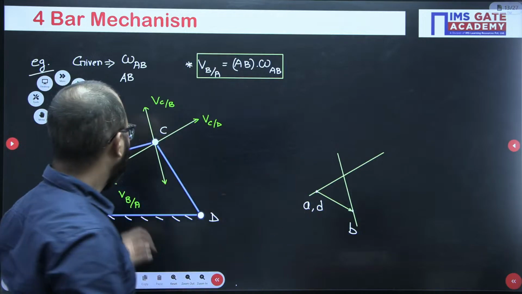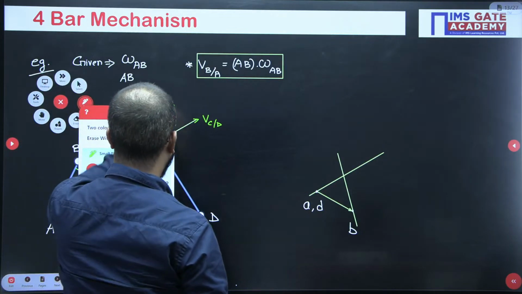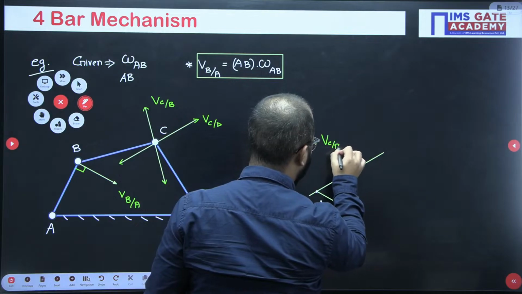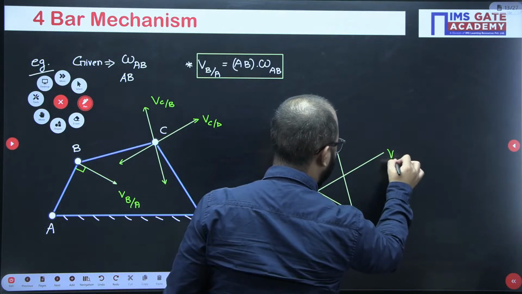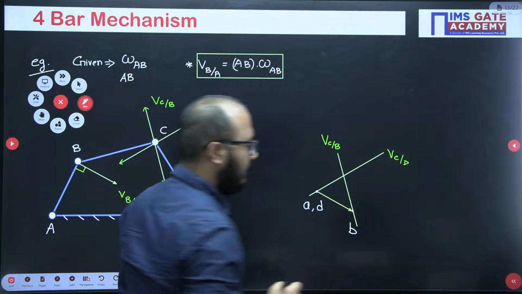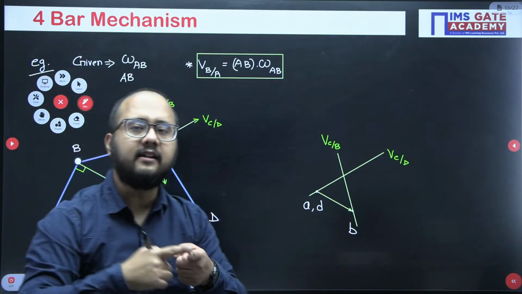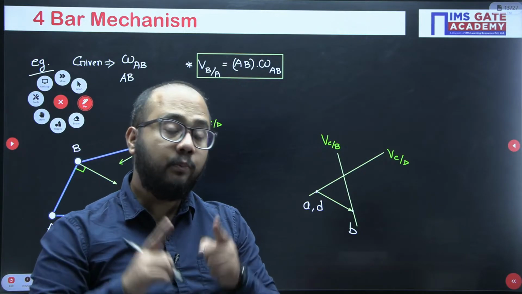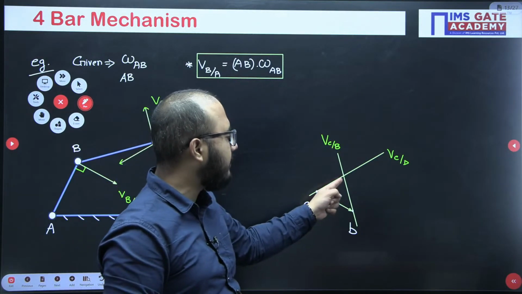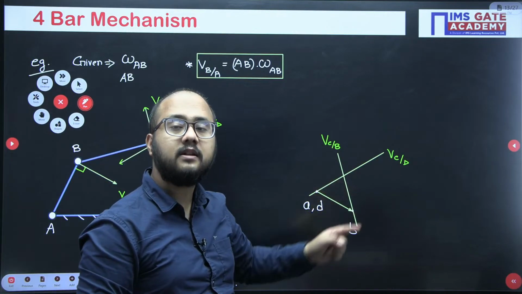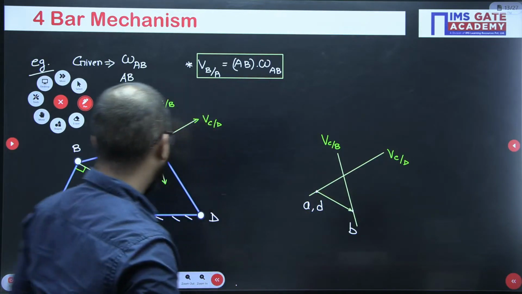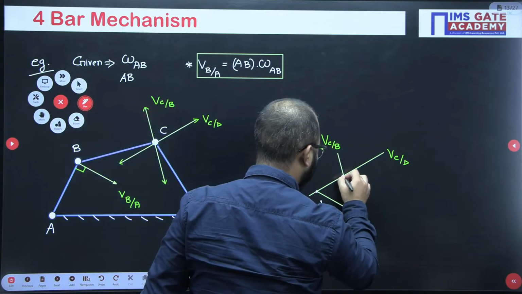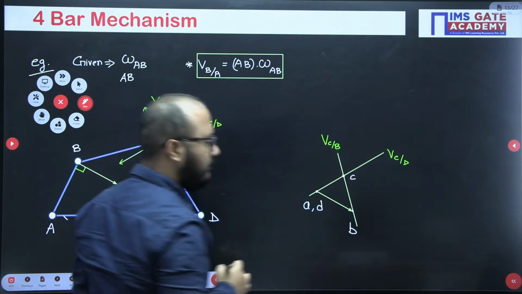I have drawn. So now let us mention the vectors. This was C with respect to B and this was C with respect to D. Now both the lines are intersecting. When both the lines are intersecting, the intersecting point becomes point C. That point becomes point C.